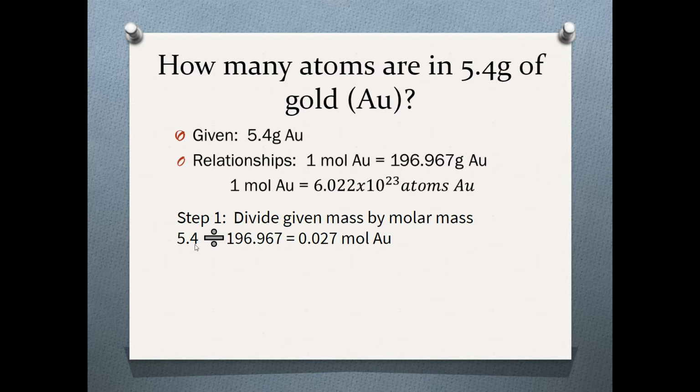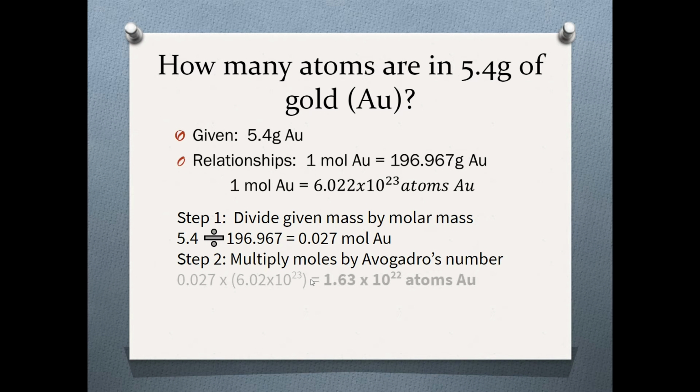So if I take 5.4 and divide it by 196.967, I get 0.027 moles of gold. Then I would take that moles and I would multiply by Avogadro's number to get atoms. So 0.027 times Avogadro's number is 1.63 times 10 to the 22 atoms of gold.